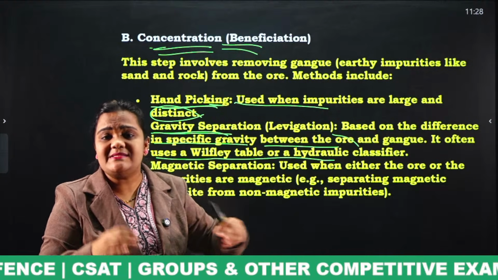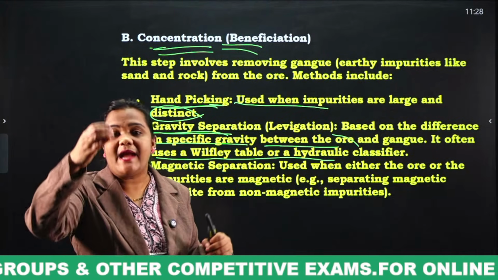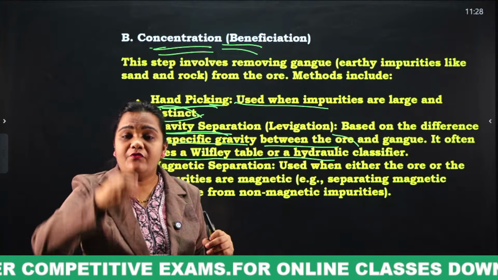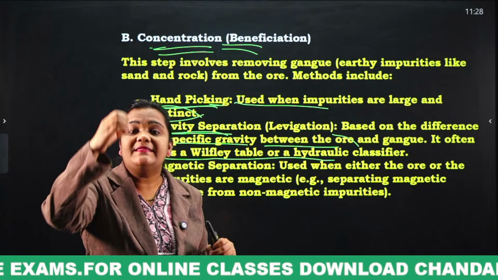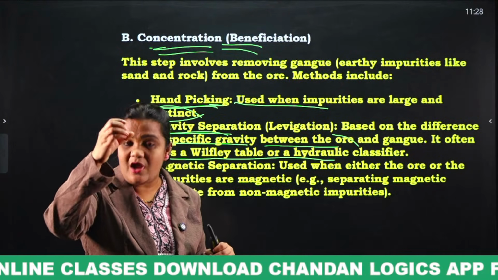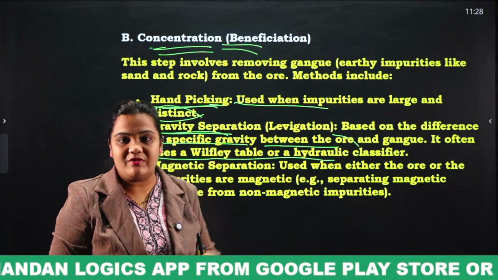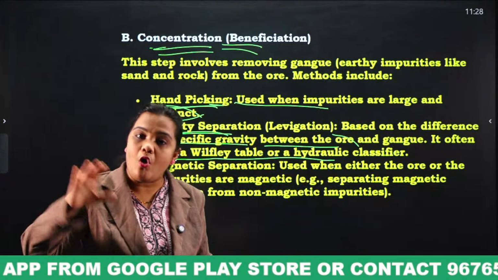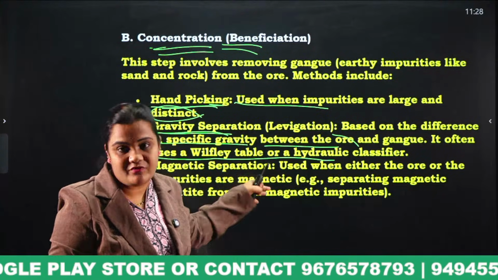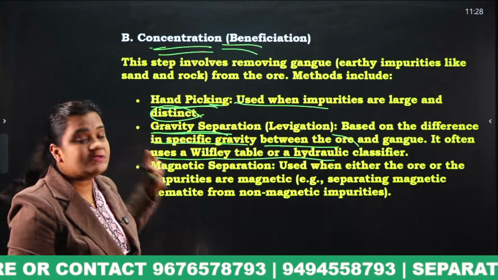So what is this method actually? Take a hydraulic classifier. If you take a hydraulic classifier, the impurities in this combination will come through the hydraulic classifier, so that we can separate the ores and gangue. So this is one of the methods in concentration.